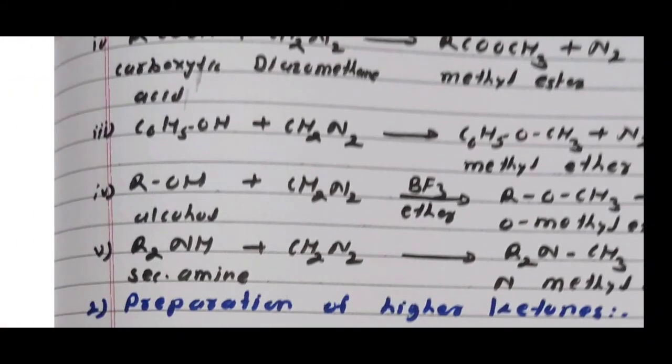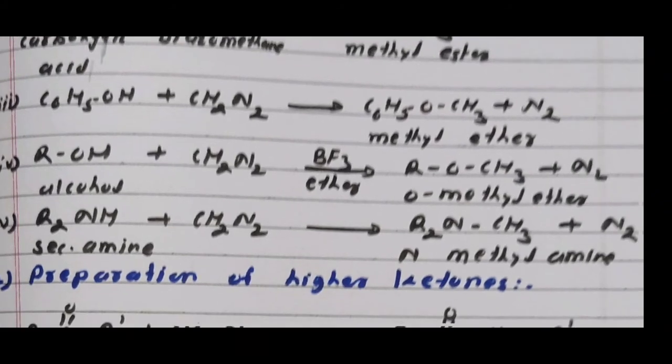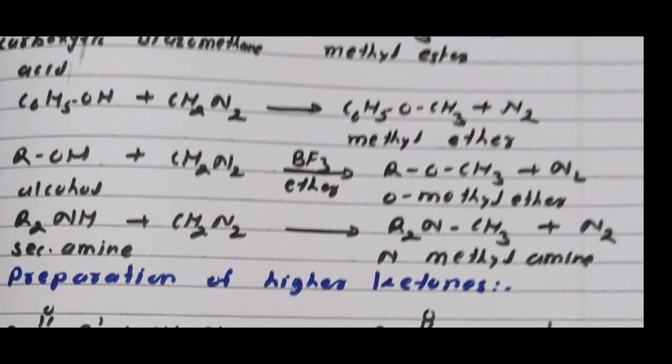Then the fifth reaction, secondary amine, that is R2NH. I am showing the general reaction: R2NH plus CH2N2 forms R2NCH3, that is N-methyl amine, plus N2. These five reactions are examples of methylation. This is the first application of diazomethane, the methylation.